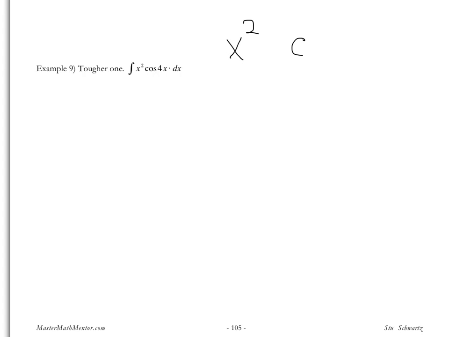And you just write down the two pieces. What I'm going to do is take the derivative of the x squared. So that becomes 2x, and that becomes 2, and that becomes 0. That's as far as you've got to go. Once the function you're taking the derivative of goes to 0, you're done.